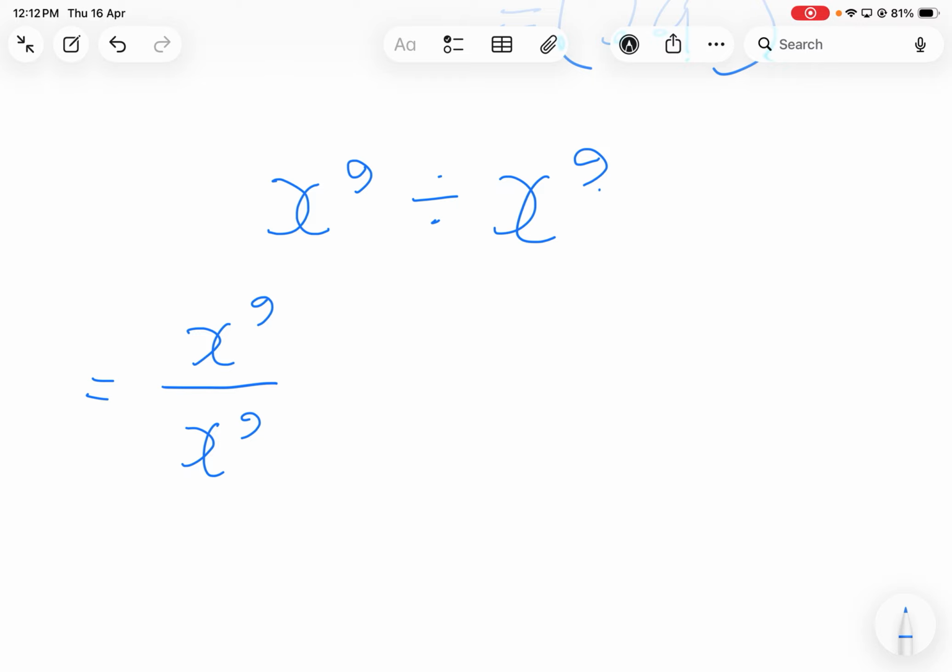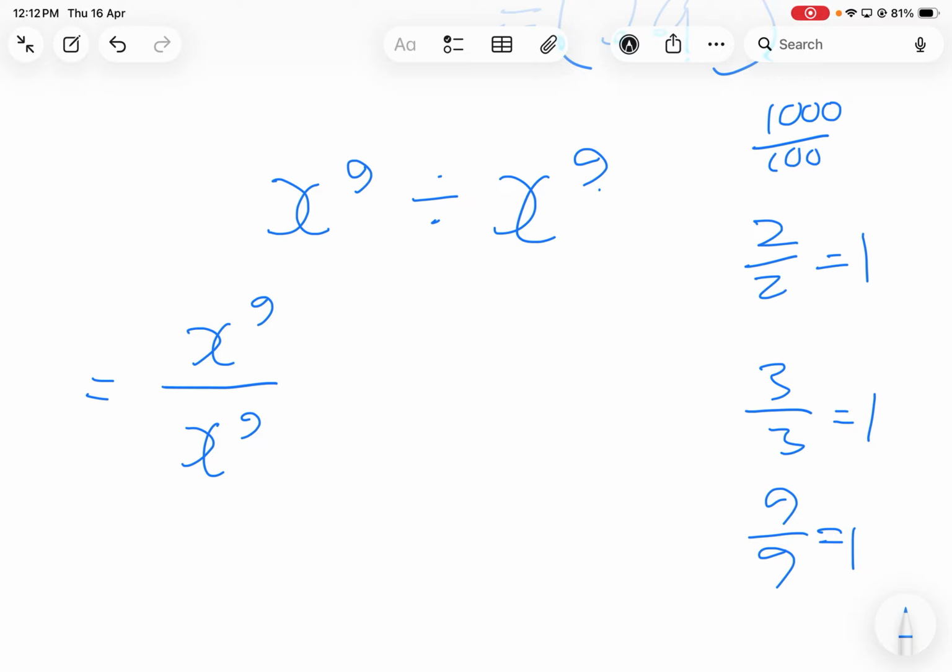Okay? Then I think since primary school you all should have learned. If I have 2 divided by 2, I will have 1. If I have 3 divided by 3, I have 1. If I have 9 divided by 9, I have 1. If I have 1000 divided by 1000, I will also have 1. Okay? Any number divided by itself is always 1. So if I have x to the power 9 divided by x to the power 9, I will also have 1. Okay?